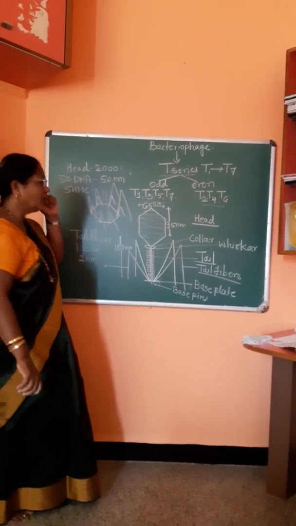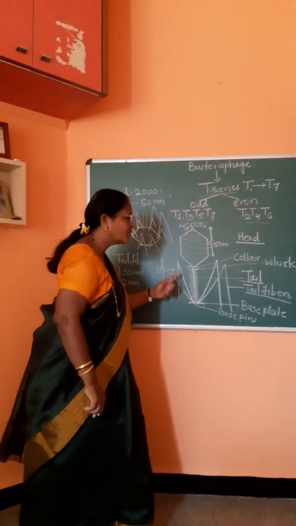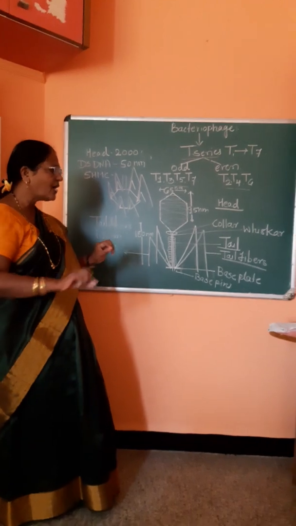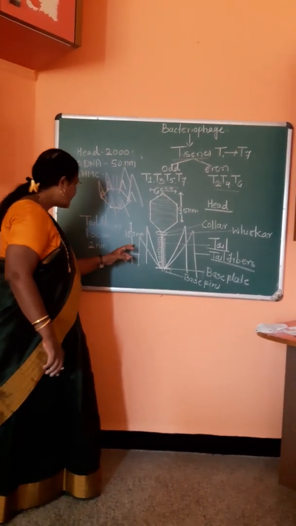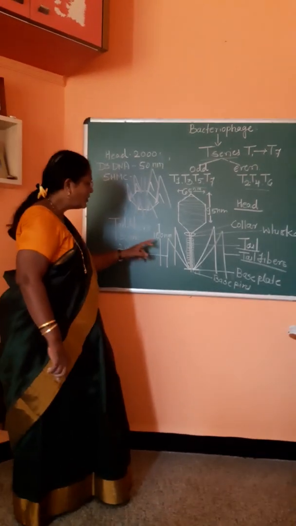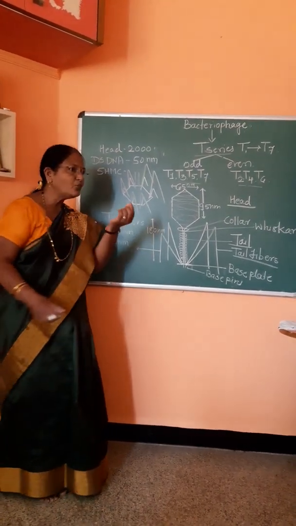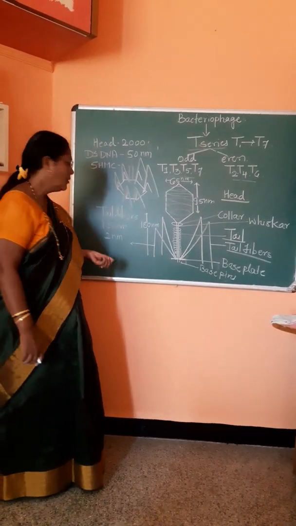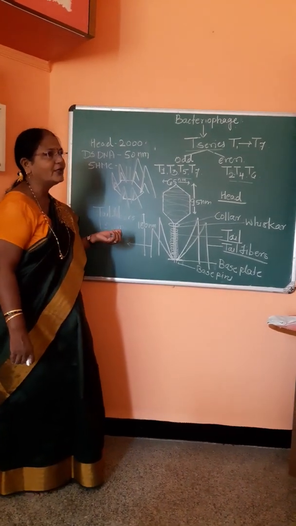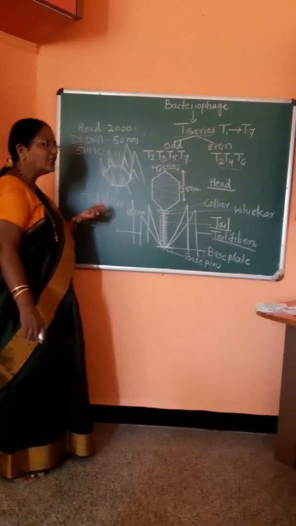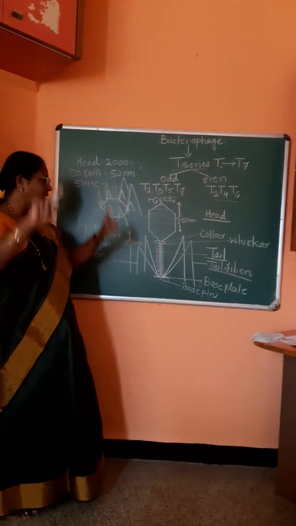Okay, from each corner the tail fibers arise. So that is called a tail fiber. These are very large in size. What is their dimension? The length of the tail fiber is 130 nanometers. And what is the width of these tail fibers? 2 nanometers. So the width or diameter is very small, but the length is very large.